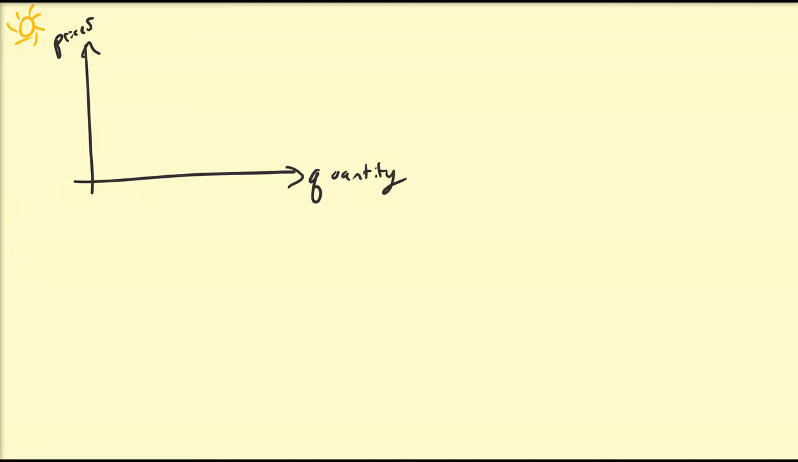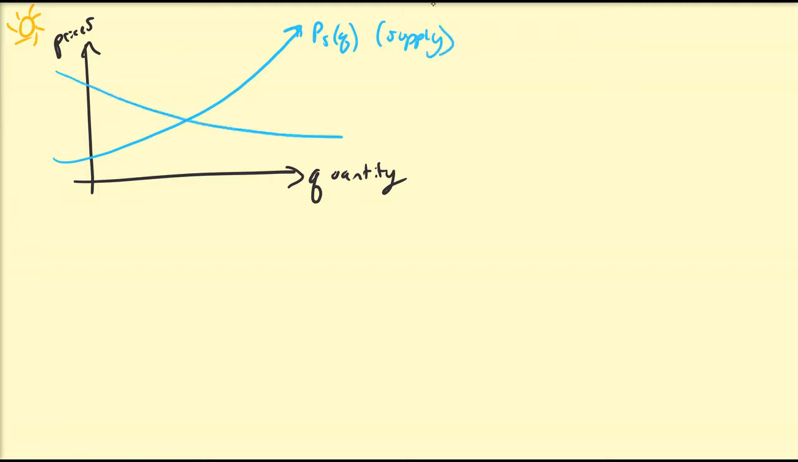Let us consider we have two curves in space. Let us call this curve PS of Q, which is going to correspond to the supply curve. And let us also consider another curve in space known as the demand curve. We're not going to get into the interpretation and the detailed applications of these. We're just going to show how we can solve some of the problems in economics with integral calculus.